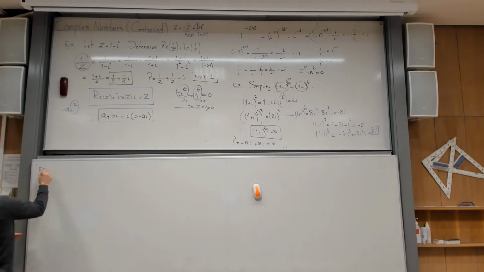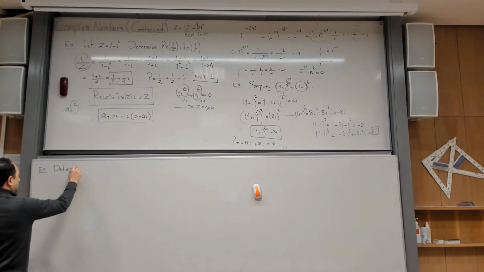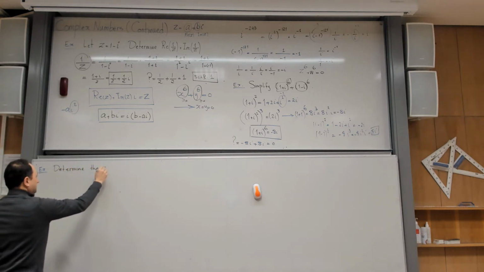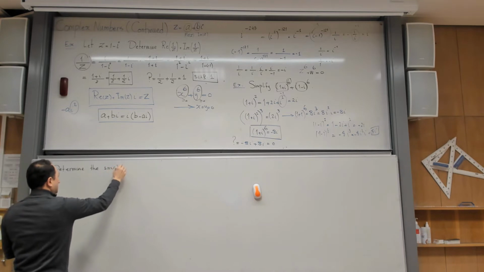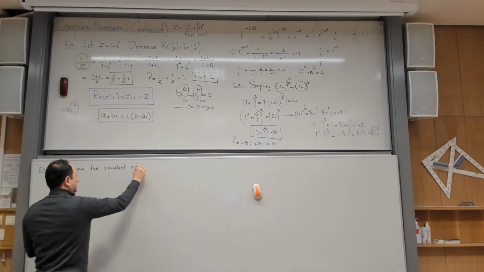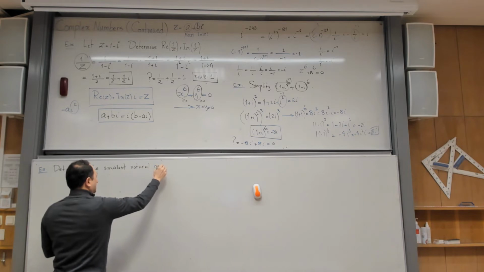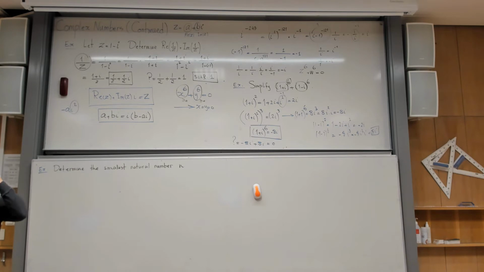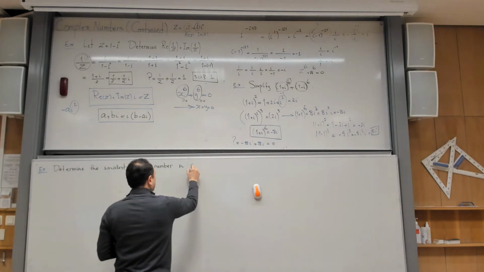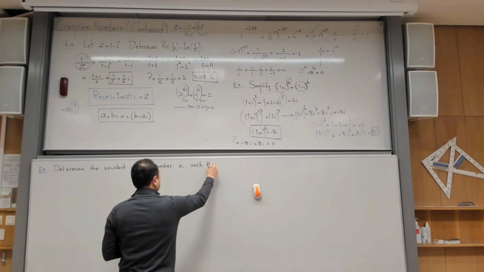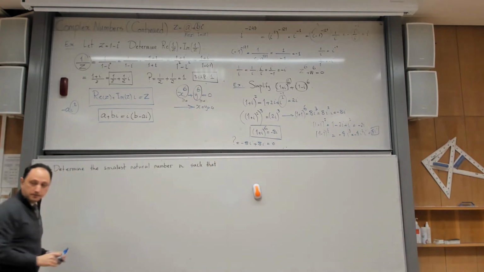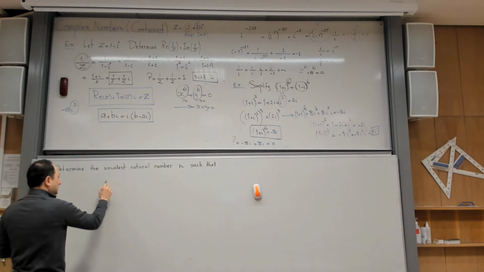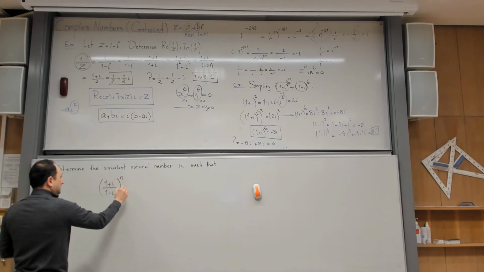Example: determine the smallest natural number n such that (1 + i) over (1 - i) to the power n becomes 1.